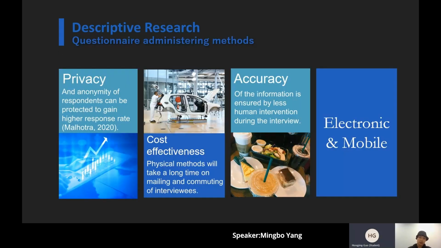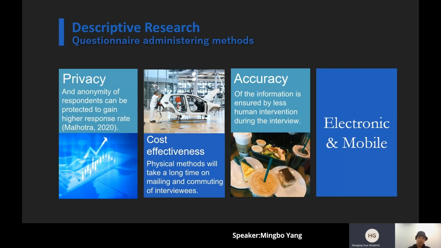Due to the sample requirements above, electronic and mobile methods in the forms of email, website, and mobile apps will be the primary channel of distribution of questionnaires for the following reasons. First, the privacy of respondents can be well protected because of the high anonymity of the method. Therefore, sensitive information, including personal income, educational level, marriage status, etc., can be obtained as fact.